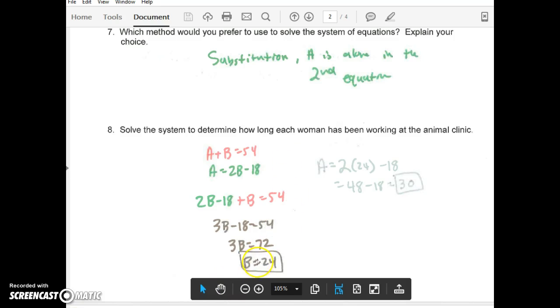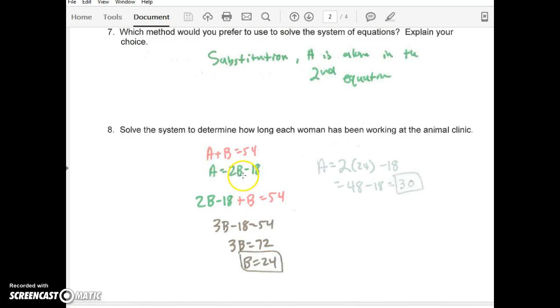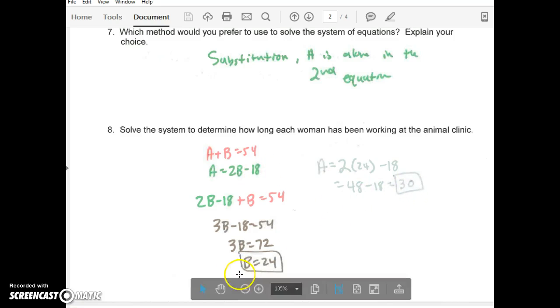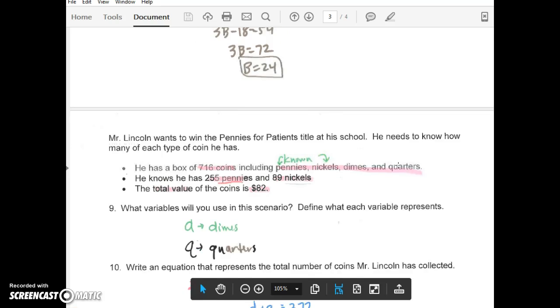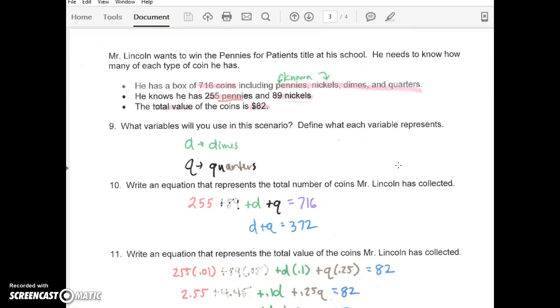Once I have 24, I can take that and plug it back into here to find out A. 2 times 24 minus 18 gives me 30. So Brienne's been working at the clinic for 24 years, and Adrian has been working for 30 years.